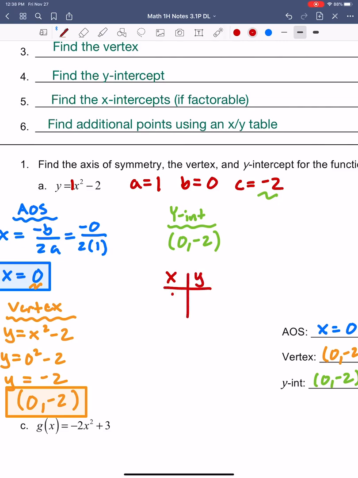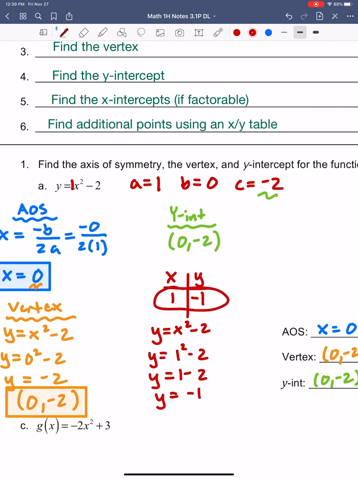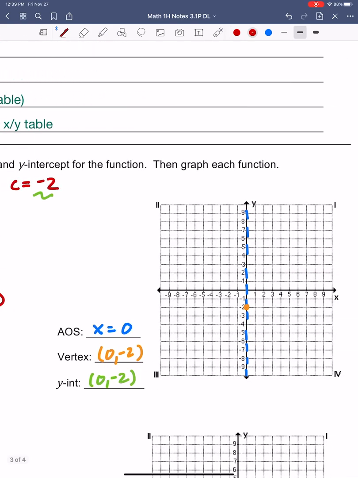I'm going to pick an x value here. I'm just going to pick 1 because it's easy. Remember, I get to pick those x values, and I'm going to plug it into my equation here, x squared minus 2, to find the y value. So that's going to be y equals 1 squared minus 2, and I get y equals 1 minus 2, and so the y value is negative 1. And so then I'm ending up with this point, 1, negative 1. I can put that on the graph here, 1, negative 1, which is right here.